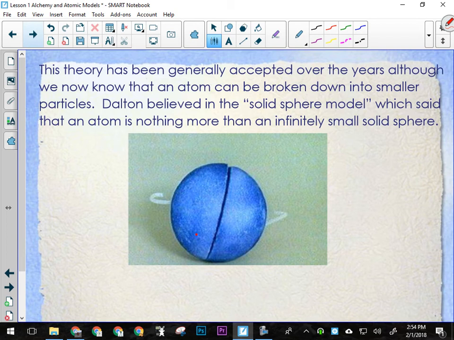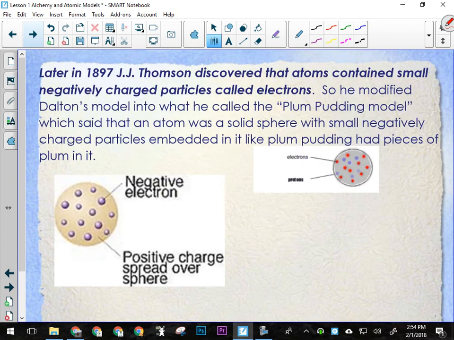And it persisted for a very long time because we didn't have any data that said otherwise. We just assumed for a very long time that all atoms were spheres. The spheres were different for every atom somehow, but they were all spheres. And that was fine until J.J. Thomson came along. J.J. Thomson was doing experiments with chemical reactions that produced electric currents.